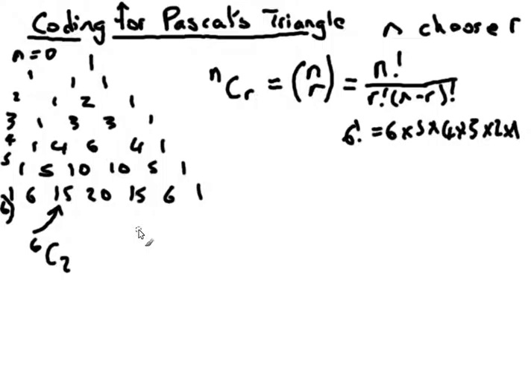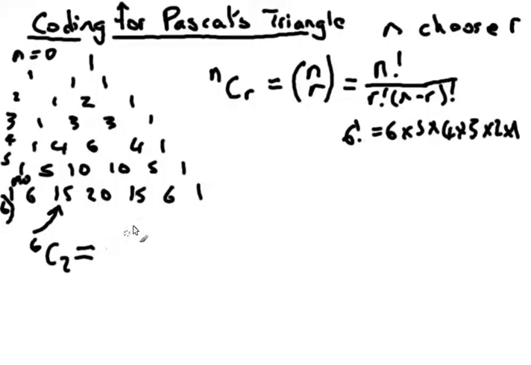And then r is the number of times we've gone across that row. Bear in mind, you always start at 0 once again. This is for r equals 0. R equals 0 is the 1, r equals 1 is the 6, r equals 2 is the 15. So 6 choose 2 represents, if you like, actually 7 rows down and 3 rows across, because you always start from 0. So let's see if the formula really works.